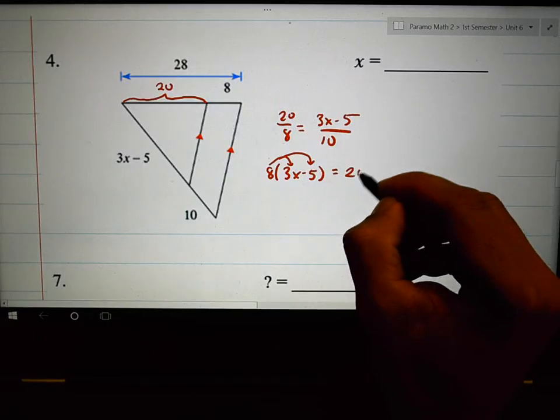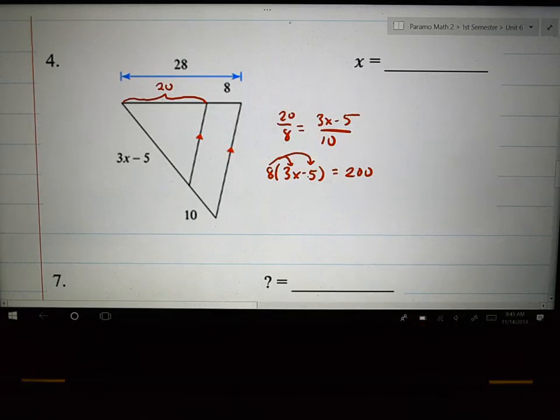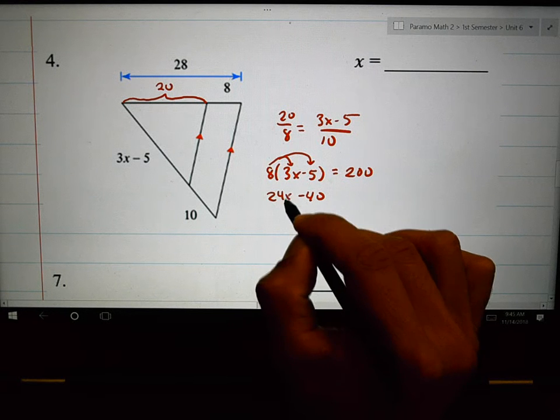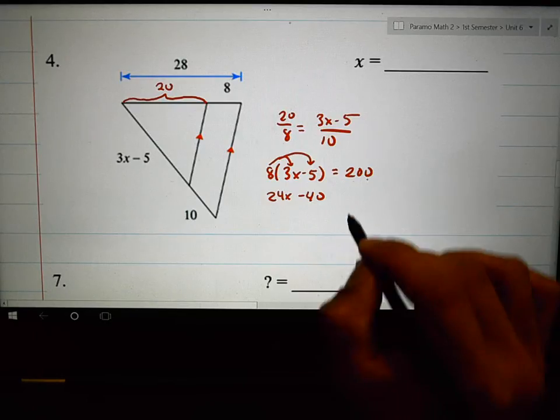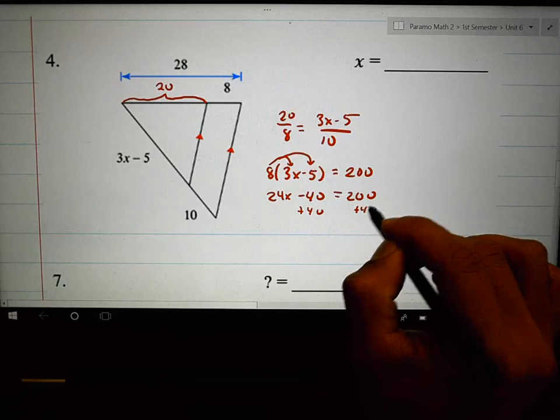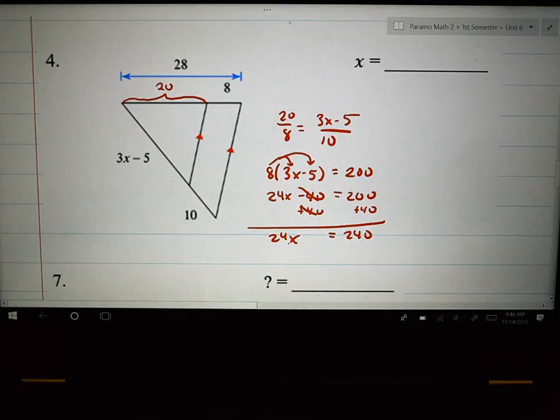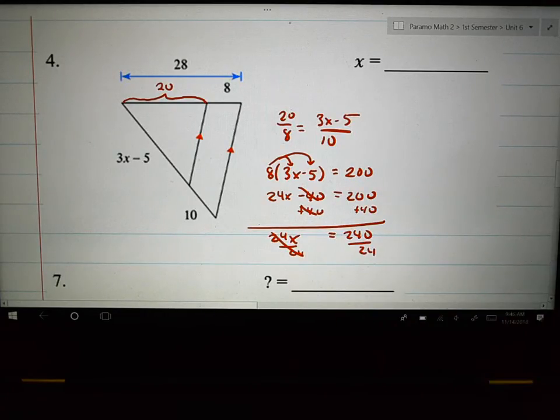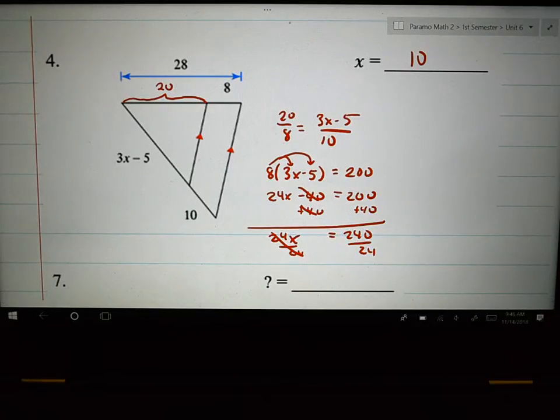The number one mistake that students make is they forget to do the 8 times that negative 5. 8 times negative 5 is negative 40. 8 times 3x is 24x. Most students get the 20 times 10 correct, and they get the 200. You add 40. Divide by 24. And they're being really nice to us because that just goes in nice and easy. X is 10.